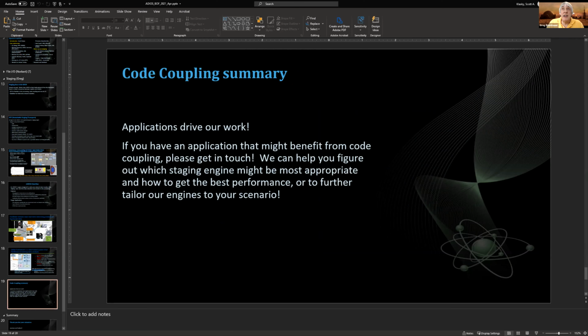In summary, if you've got a staging application, talk to us. We can help you figure out which engine to use or improve our engines if you're not getting good performance on the ones we've got.